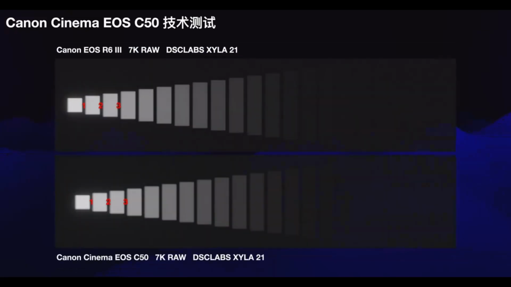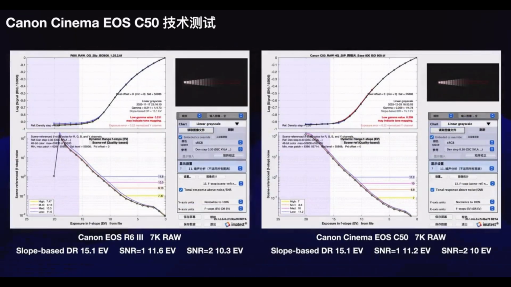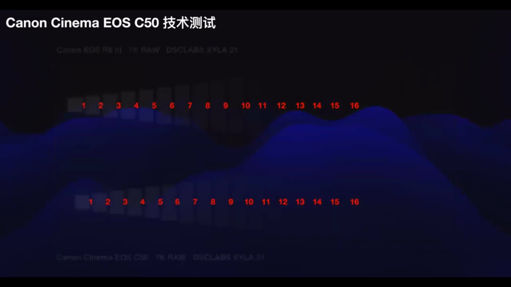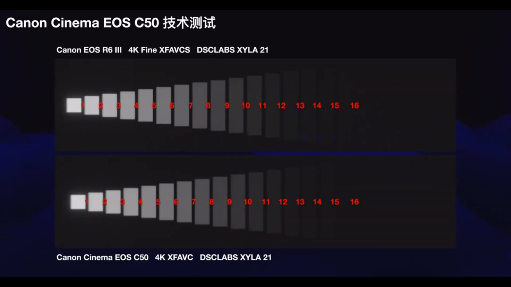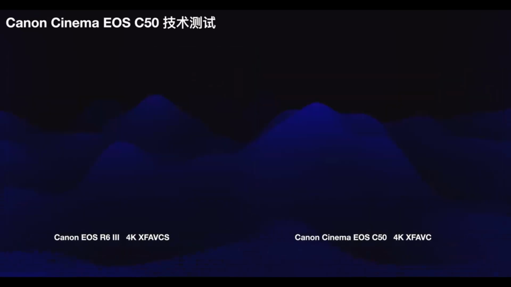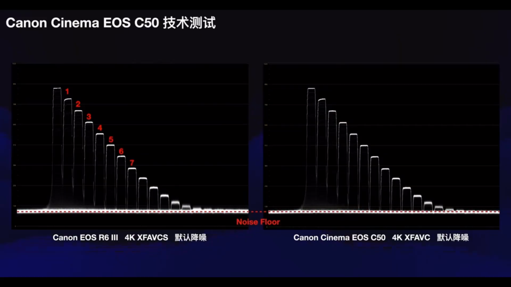When shooting in RAW, the dynamic range results of the C50 and the R6 Mark III are indeed extremely close. You could say that in this mode, the two cameras are exactly the same. When we enable XFAVC 4K compression encoding with noise reduction turned off, the dynamic range results still don't change much. However, by default, noise reduction is enabled in the CP settings, and in this case, you'll notice that the C50's dynamic range appears to be a full stop higher than that of the R6 Mark III.